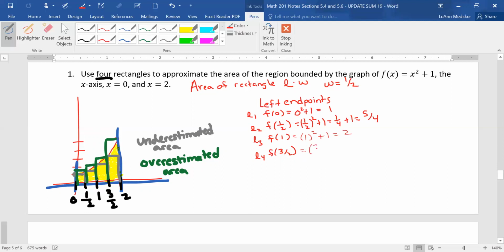And if we plug in 3/2, that squared plus 1, that's 9/4 plus 1, which ends up being 13 over 4. So if we're using left endpoints, then all we're going to be doing is saying each of my rectangles is the width times the height. So we have a 1/2 times a 1, plus the next rectangle would be a 1/2 times the 5/4, plus a 1/2 times the 2, plus a 1/2 times the 13 over 4. So this is going to be our area using left endpoint. Sometimes we'll call that area L.